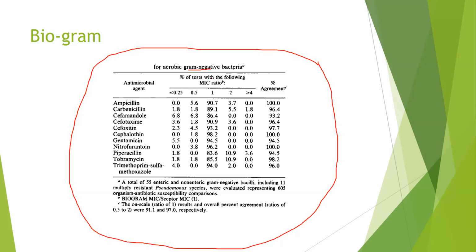The MIC is the amount of medication required to inhibit growth of the organism. So here you can see that ampicillin, for instance, here's your antimicrobial agents. So ampicillin, cefoxitin, piperacillin, piptazo. Okay, these are all the agents that we use, and then you've got your MIC ratios. So the minimum inhibitory concentration required to stop growth of that bacteria.